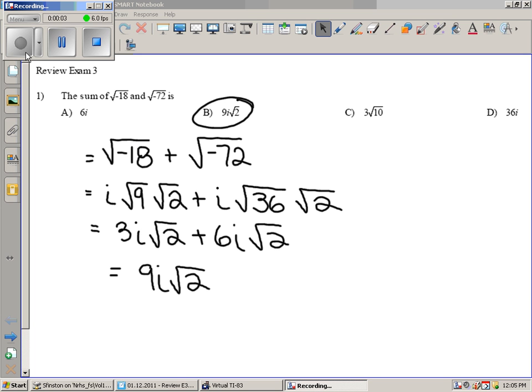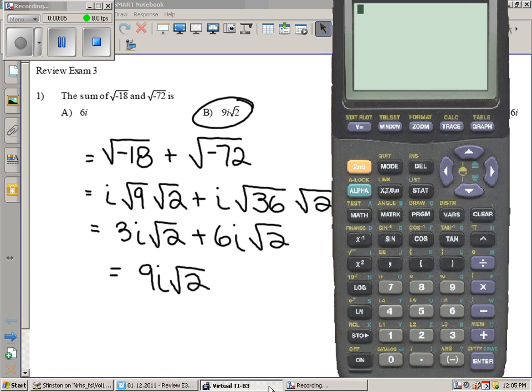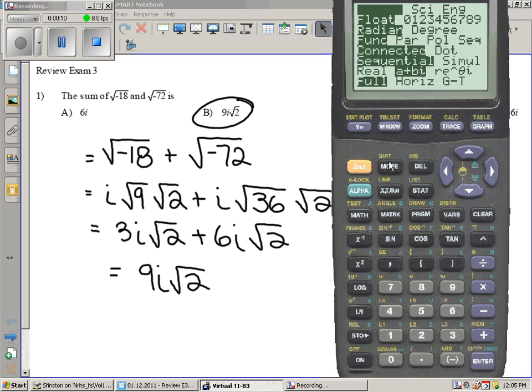All right, today we're going to be reviewing for our test. This is just a walkthrough of the completed review sheet. First thing you have to do is turn your calculator on, make sure it's in the right mode. In other words, make sure it's in A plus Bi mode.